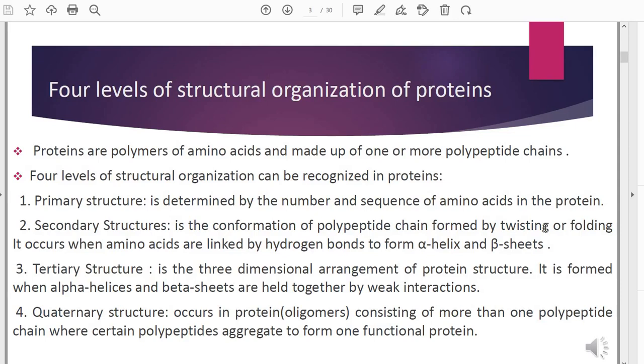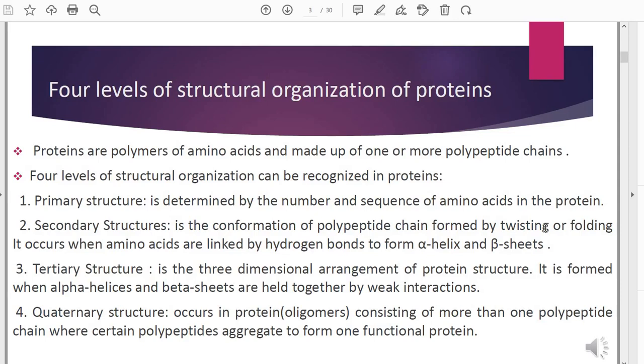البوند دي it's a chemical bond تعمل stabilization of this structure. ف each level have a specific bond that stabilize it. أول level من ال 4 levels of the structure of the protein, primary level, which is determined by the number and sequence of amino acid in the protein which different from one protein to another. Each protein have a specific sequence and number of amino acids.